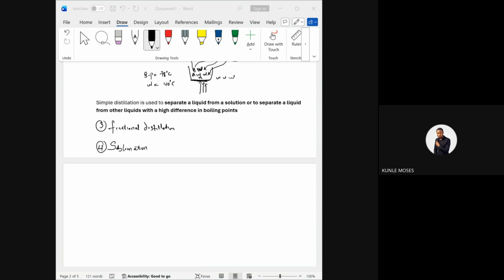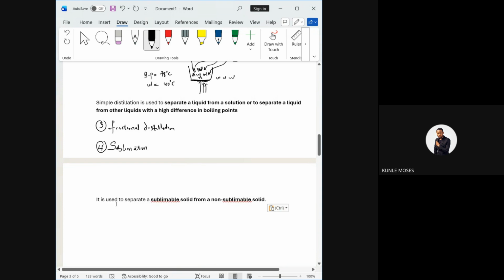Let me just write this one for you. So it is used to separate a sublimable solid from a non-sublimable solid.